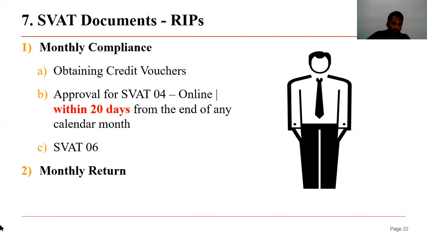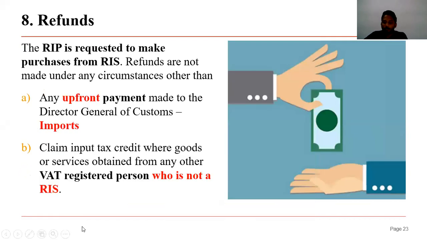Then in the case of RIP, there is a month again. They have to comply with monthly obtaining of credit vouchers. They have to obtain credit vouchers from IRD.